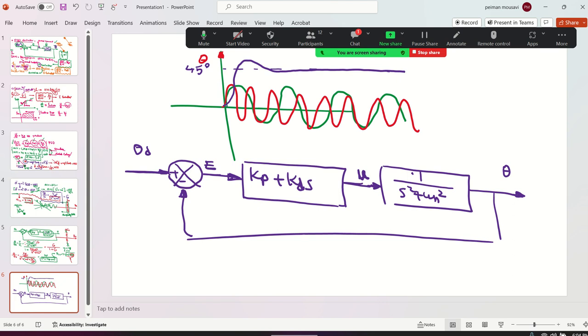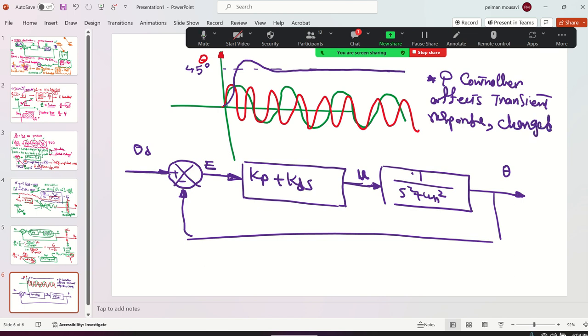We added the P controller, I'm writing here, important: the P controller affects the transient response. How? Because you saw that it changed the natural frequency omega n, for this example. Now we have to find theta over theta d again. This is the PD controller now for the pendulum.